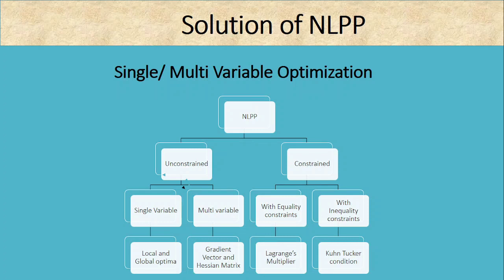In the case of a constrained nonlinear programming problem, we again have two choices: either the constraints are equality constraints or the constraints are inequality constraints. If the constraints are equality constraints, it can be solved with the help of Lagrange's multiplier method. And if we have a nonlinear programming problem with inequality constraints, then it can be solved using the Kuhn-Tucker conditions.